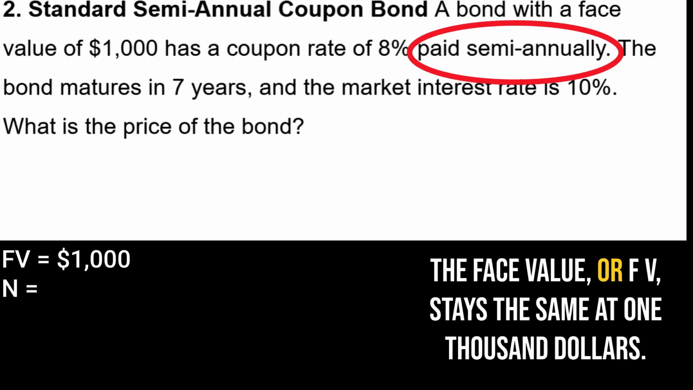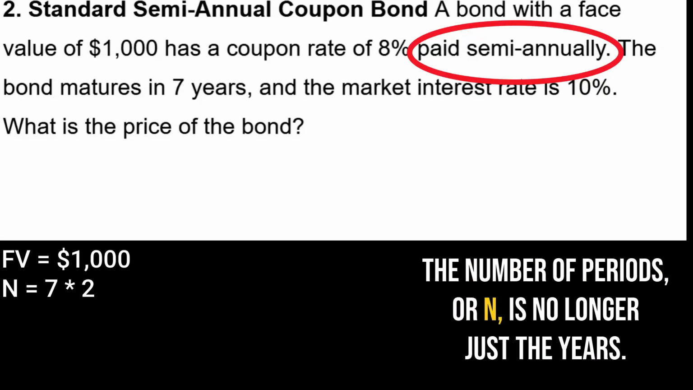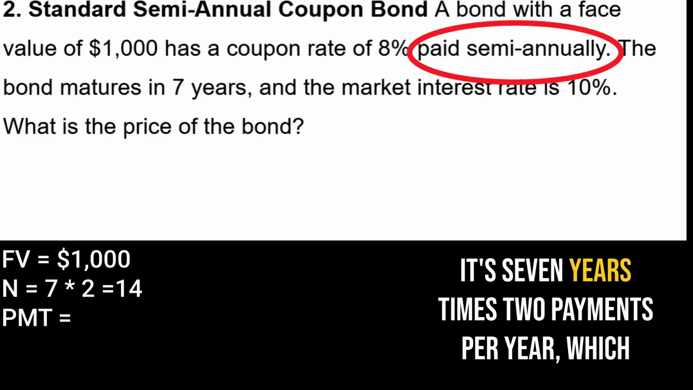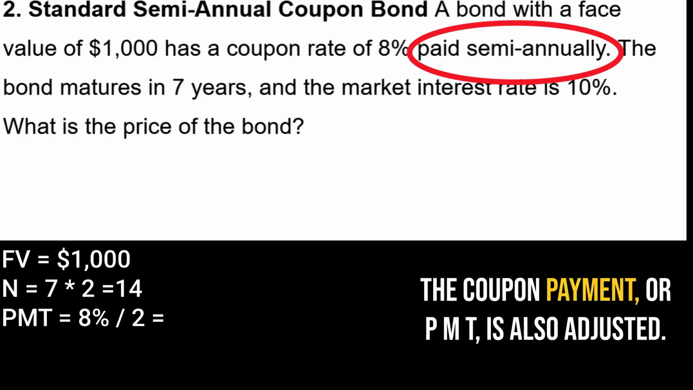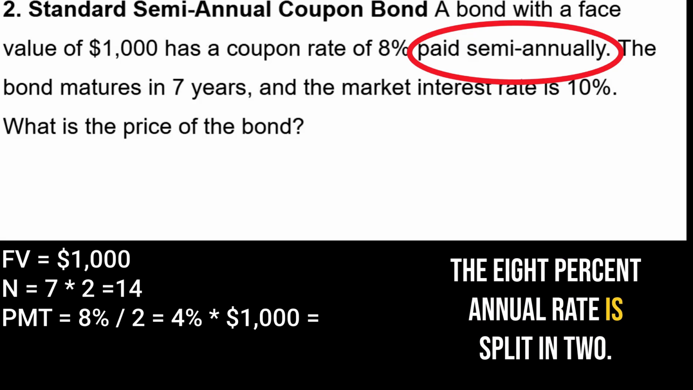The face value, or FV, stays the same at $1,000. The number of periods, or N, is no longer just the years. It's 7 years times 2 payments per year, which gives us 14 total periods. The coupon payment, or PMT, is also adjusted. The 8% annual rate is split in 2.